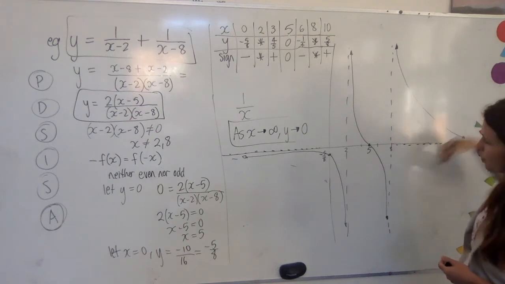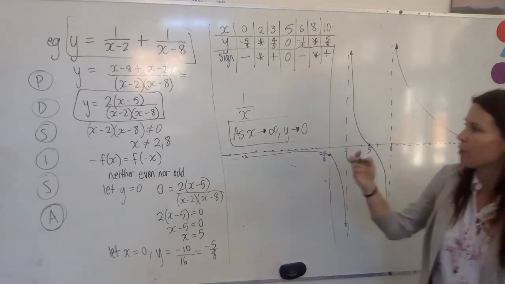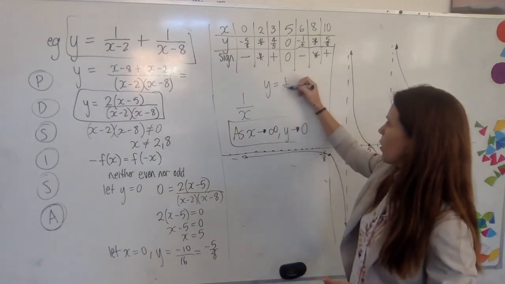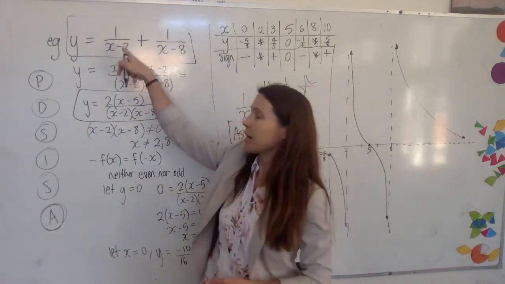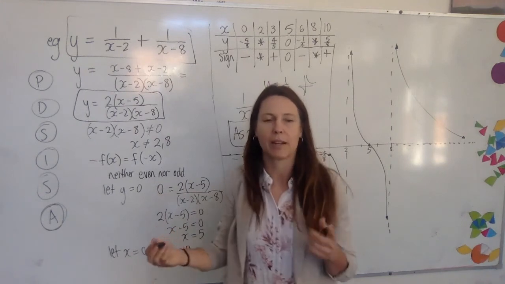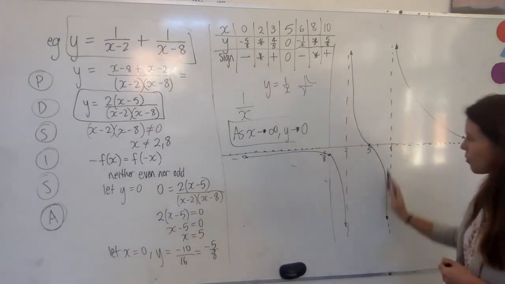And it gets this part of its shape from the fact that the curve y equals 1 over x looks like that. And obviously we don't have 1 over x. What we've got is something a little bit more complicated. And the complicated part is what we're seeing here in the middle.